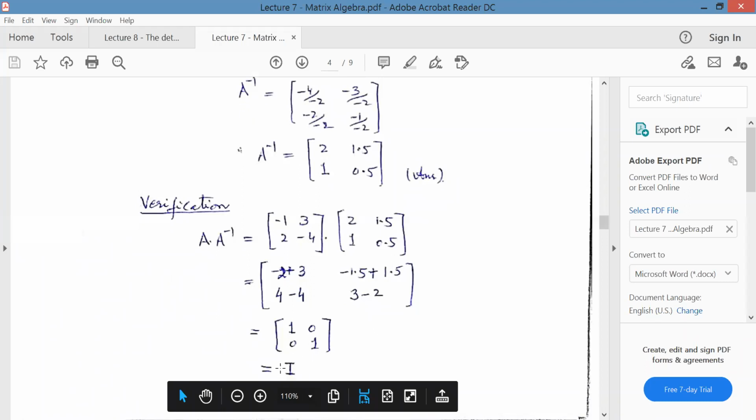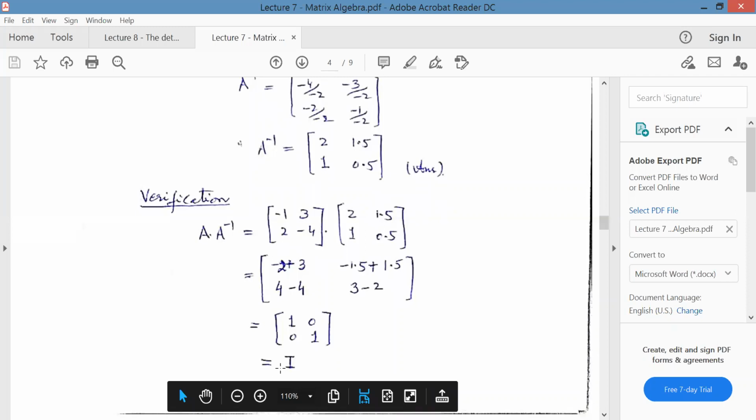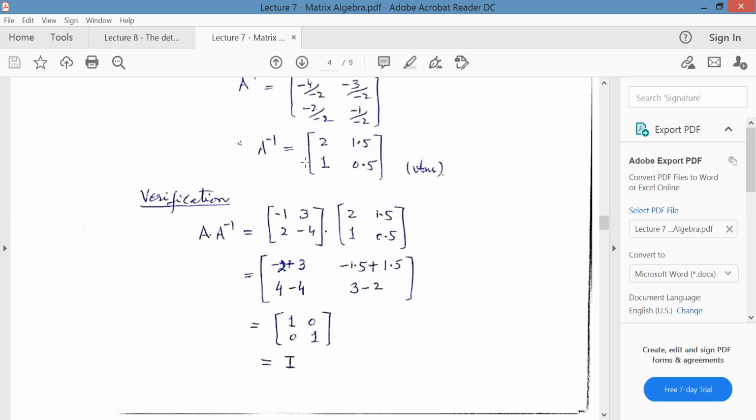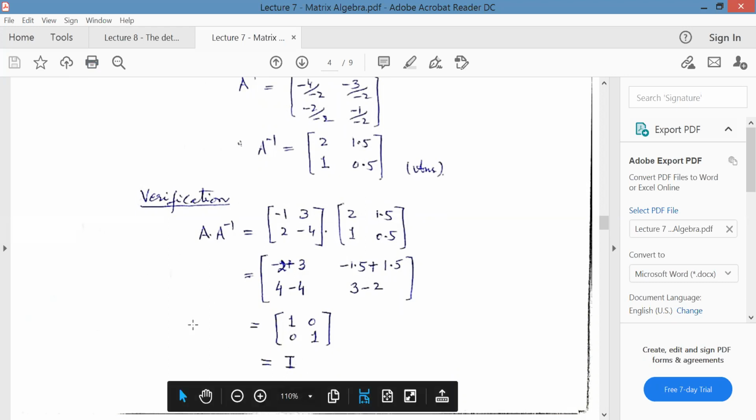अगर ये हमारा आंसर आइडेंटिटी मैट्रिक्स नहीं आता तो फिर इसका मतलब होता कि हमारा A इनवर्स गलत है. But luckily we have got the product of A into A inverse. Once this is equal to I, it means our A inverse is correct. So this is the A inverse.